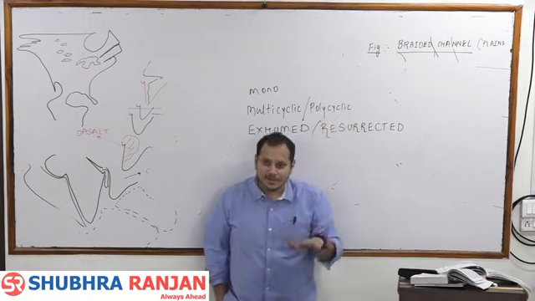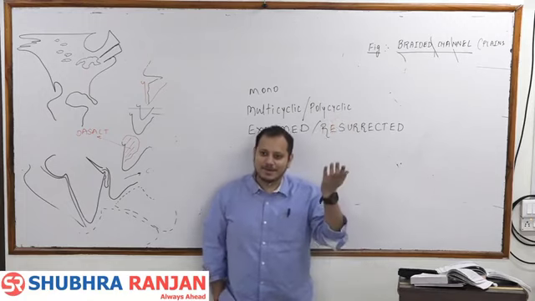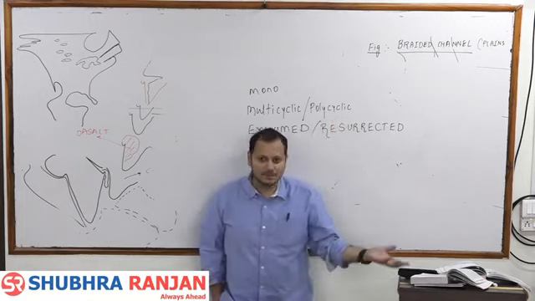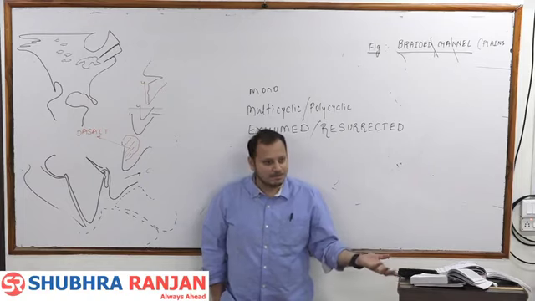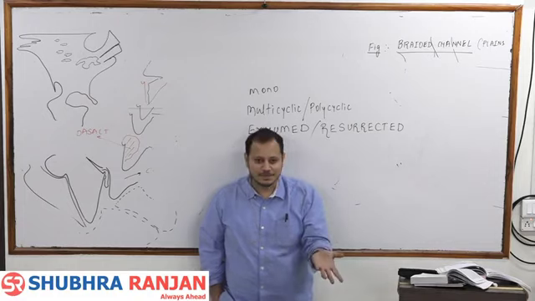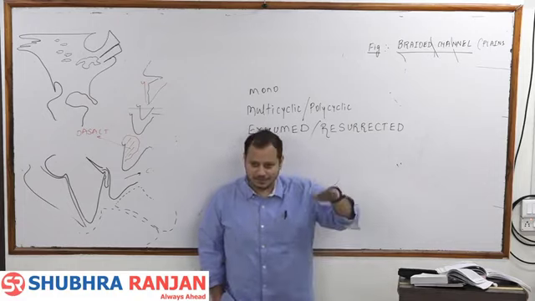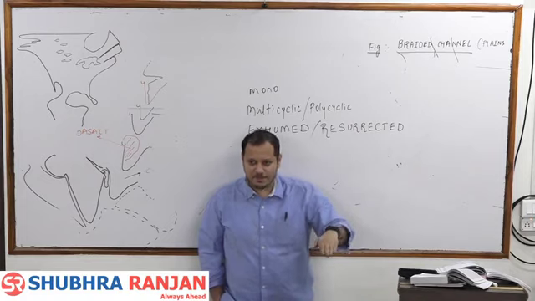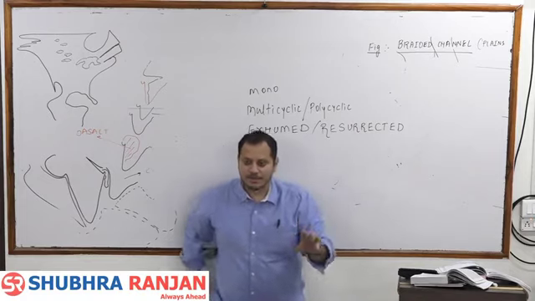Now how will a landform come in a new avatar? The landform was not present, it was below the sea. Something happened, and the landform came out of the sea. Then it is known as resurrection. Resurrected landforms will be due to a change in the sea level. Getting it?